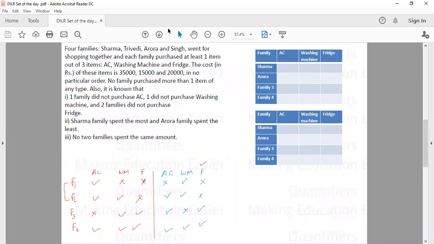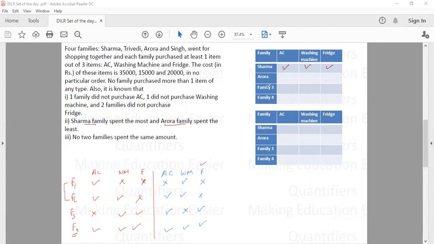So we know that among the given families, the Sharma family spent the most and the Arora family spent the least amount. That means the family which is purchasing all three items must be the Sharma family. So F4 must be the Sharma family, right? So F4 is the Sharma family, which is purchasing all three items. This is the first case. And the Arora family spent the least. So that means the family F1 must be Arora, since this is the only family which is purchasing just one item, right?